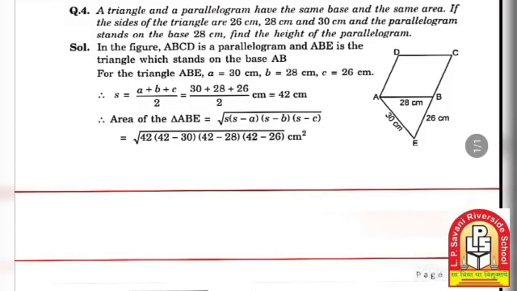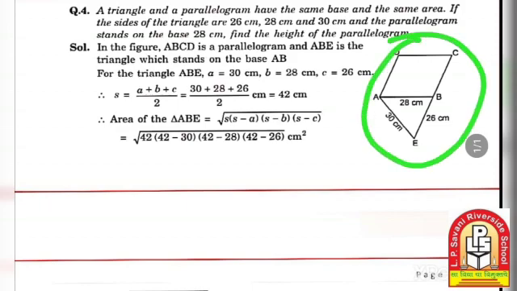Question number 4. A triangle and parallelogram have the same base and the same area. If the sides of the triangle are 26, 28, 30 and the parallelogram stands on the base 28 centimeter, find the height of the parallelogram. So in this figure you have to find out the height of the parallelogram.